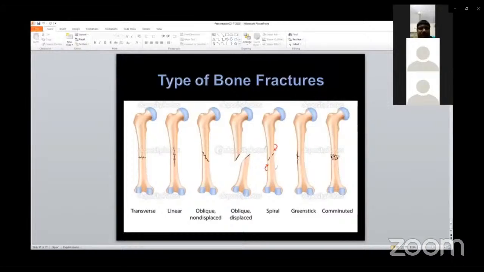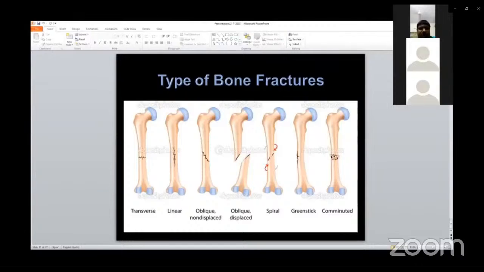Then oblique, where the bone has broken diagonally. Here you can see an oblique displaced fracture, where the bone ends have moved from their position. The next one is spiral fracture. You can see the spiral fracture.